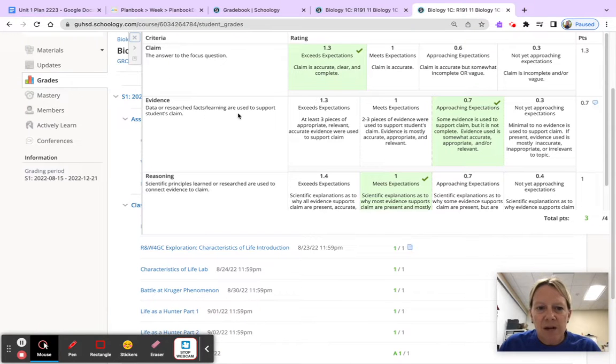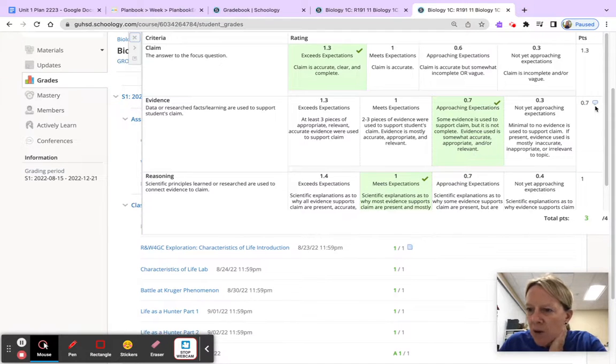The evidence is data or researched facts or learning used to support the claim. And this student got an approaching expectations. I know the numbers are weird, but that was just to get it so that it would all total 4 because it was a 4-point assignment. So don't worry about how weird that looks. Anyway, this student, it says some evidence is used to support the claim, but it is not complete. Evidence used is somewhat accurate, appropriate, and or relevant.